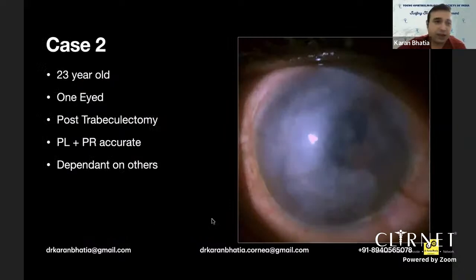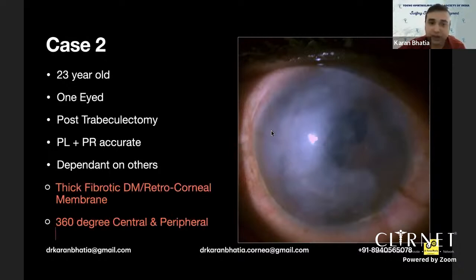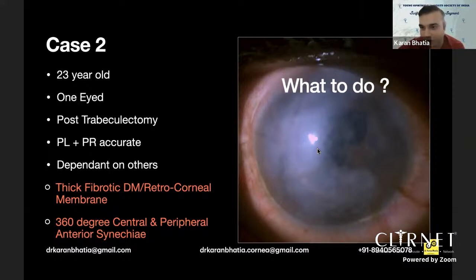This is another case. This is a 23-year-old, post-trauma, one eye, with PL present, PR accurate vision. He was dependent on others for the simplest of tasks. There's a thick fibrotic Descemet's membrane, a retrocorneal membrane. You can look at this case. It's very difficult. If you do a PK over here, or a DSEK, a lot of things get complicated. And it was aphakia as well.